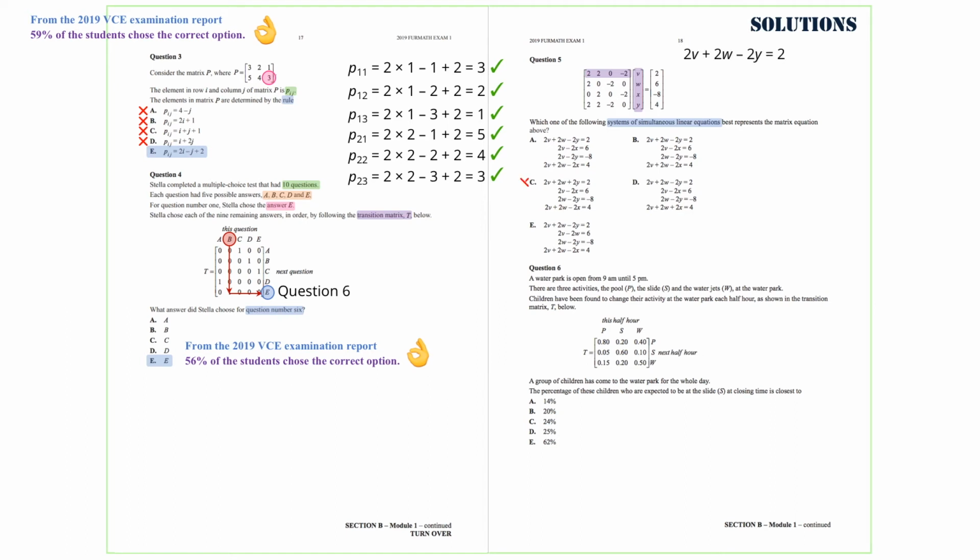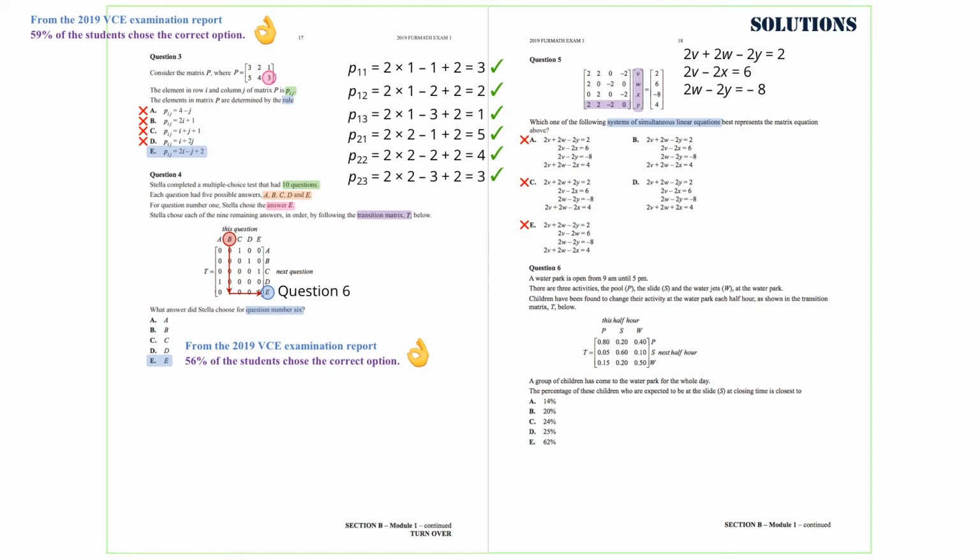Therefore, we can cross out option C. Now we multiply the second row by the column matrix, and we have 2v minus 2x equals 6. So we can cross out option E as well. We are now going to multiply row 3 by the column matrix. So we have 2w minus 2y equals negative 8. So we can cross out option A as well.